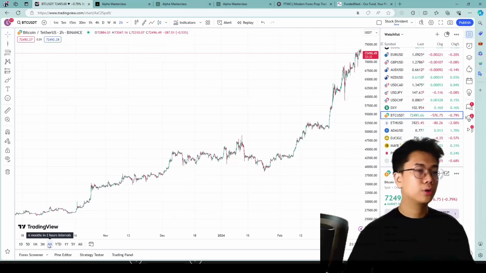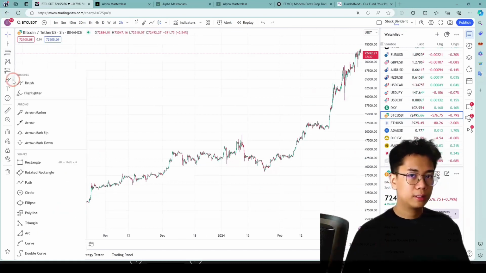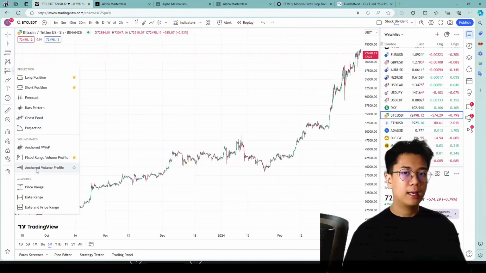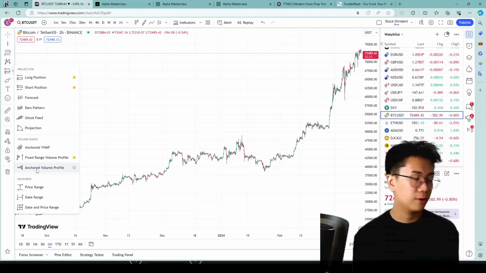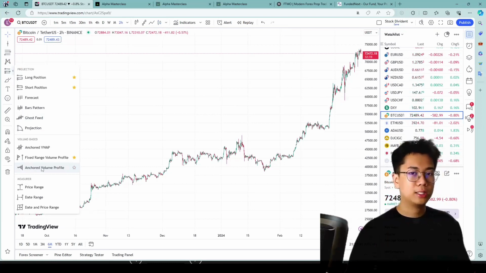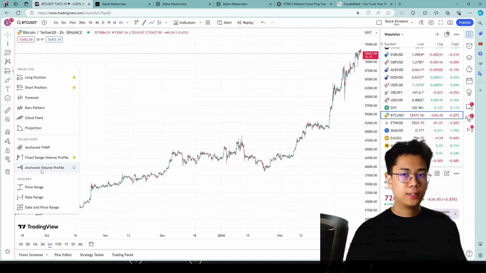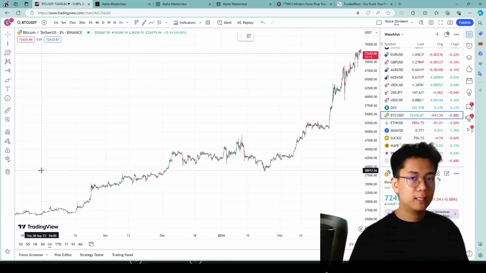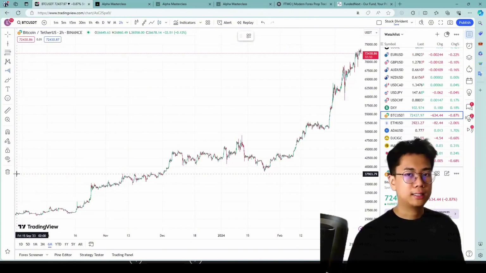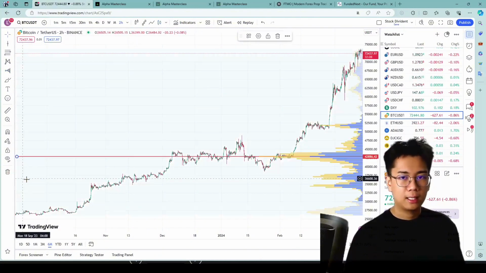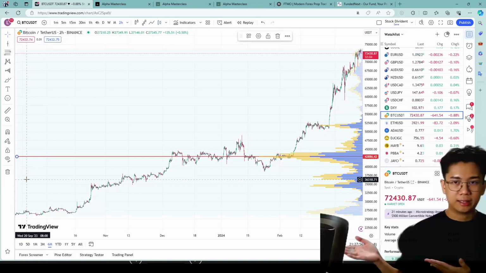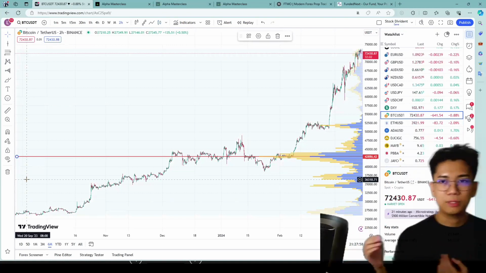After that, you will go for here, and search for anchored volume profile. Okay, anchored volume profile, which is this one. So when you click this one, you click at the chart on the left-hand side, then you will see this beautiful mountain. Okay, you will see a beautiful mountain.